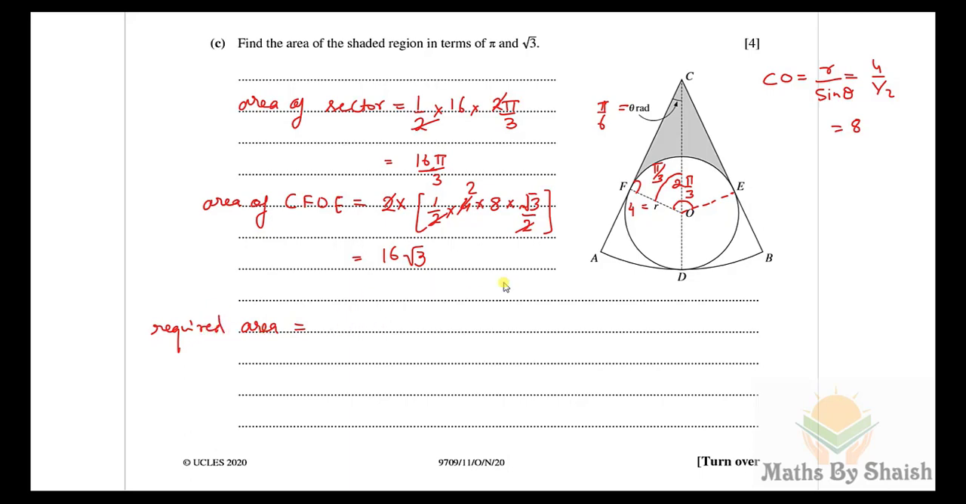The area is going to be the total area CFOE, 16 root 3, minus the area of the sector, that is 16 over 3 pi. We can take 16 common, it becomes root 3 minus pi by 3. So that is the answer in terms of pi and root 3. So I hope it is clear. Let's do the next question.